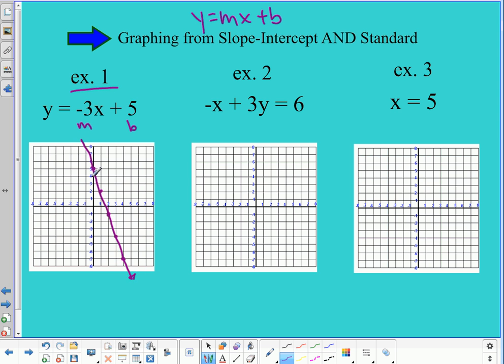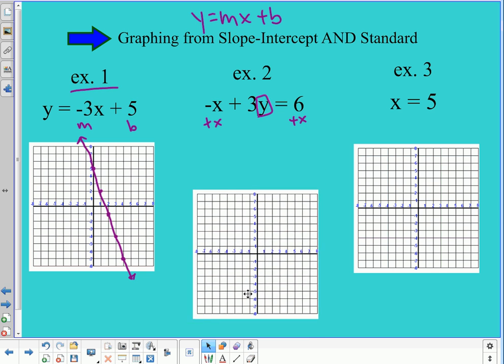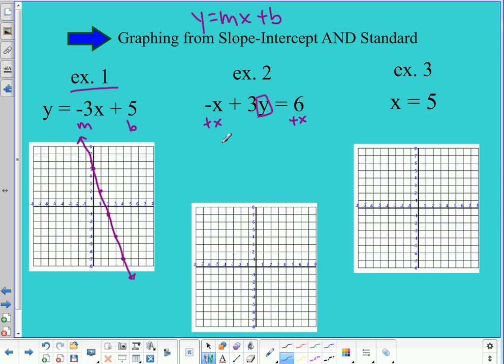And there it is. In number 2, now I'm not in slope-intercept form, so the first thing I need to do is get that y by itself. So I'm going to add x to both sides, and that gives me 3y is equal to x plus 6, and then I divide by the 3. So I have y is equal to 1/3 x, so 1/3 becomes my slope because I had a 1 in front of that x, and then 6 divided by 3 is 2, so plus 2.